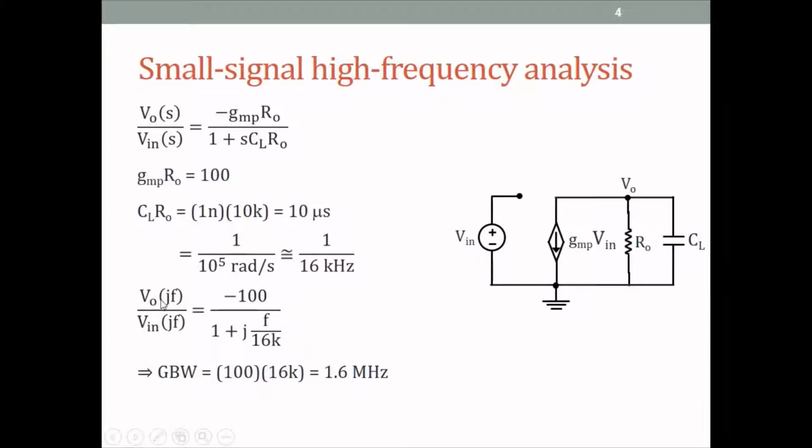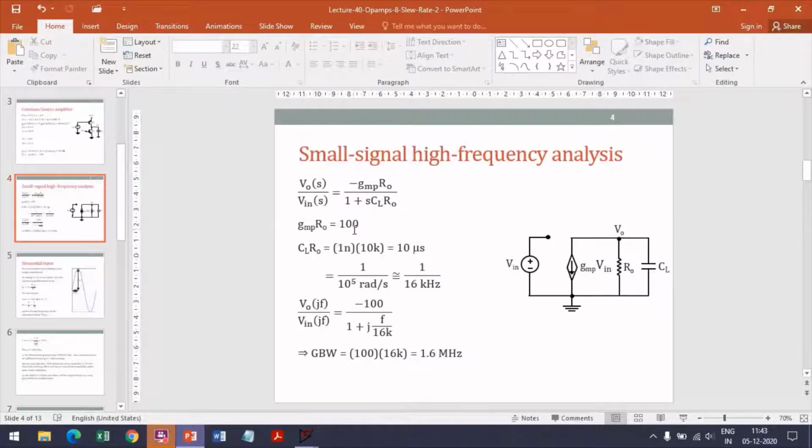So if we write the transfer function in terms of JF, where F is the frequency, you'll get minus 100 divided by 1 plus JF divided by 16 kilohertz. Gain bandwidth product of this transfer function is 100 times 16K, which is 1.6 megahertz. Okay, let us do a little more calculation.